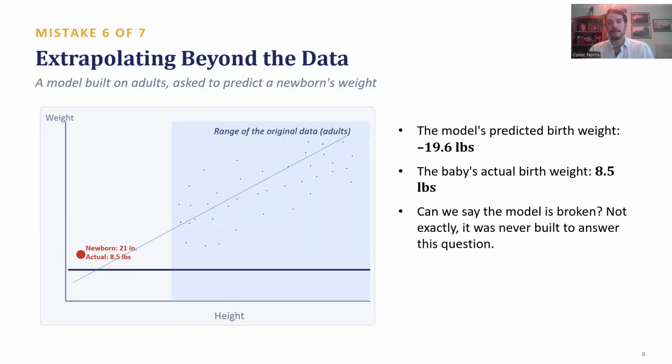So mistake 6 is extrapolating beyond your data. A regression model is only trustworthy for cases that are similar to the ones that it was built on. So recall the weight prediction model from the last module. We built this entirely on adults. If you plugged in a newborn into that, 21 inches long, 0 years old, the model would predict a weight of negative 19.6 pounds. The actual baby weighed 8.5 pounds. It wasn't that the model was broken. It was simply never designed to answer that question. It was only designed to look at adults. Well, the farther you stray from the range of your original data, the less your predictions mean anything at all.